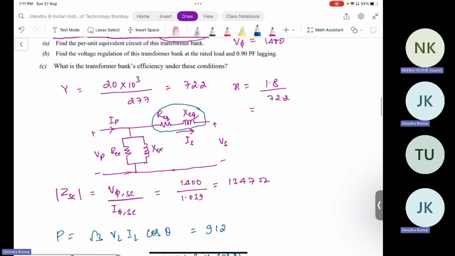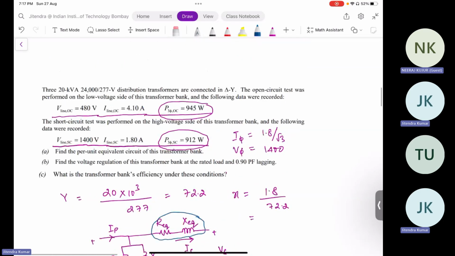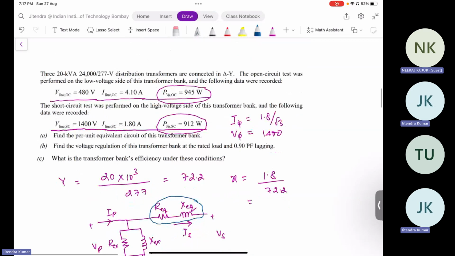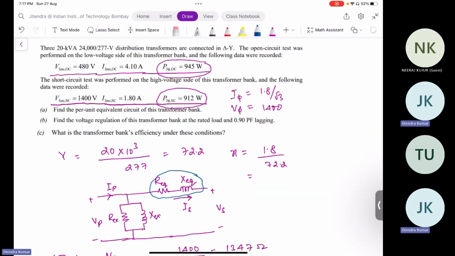Sir, it is said that the open circuit test was performed on the low voltage side of this transformer bank, and the short circuit test was performed on the high voltage side of this transformer bank. So when data is given for the bank, then the Z value will be for the bank. You are correct there. But when we are drawing the equivalent circuit, we are calculating the phase value only, right? So for phase, shouldn't we divide it by 3?